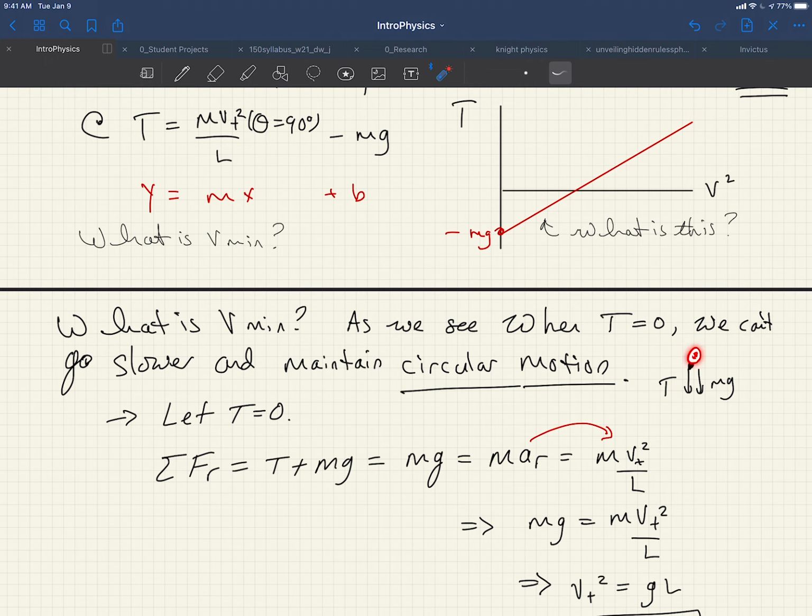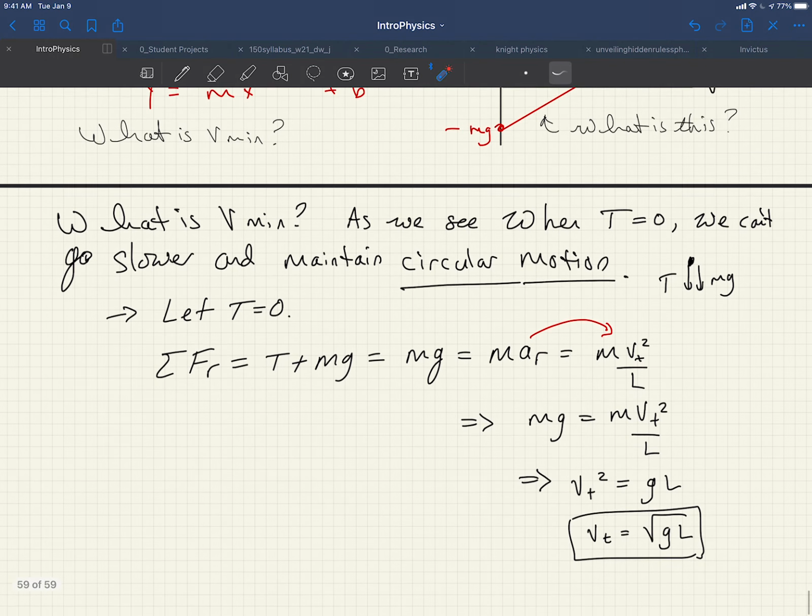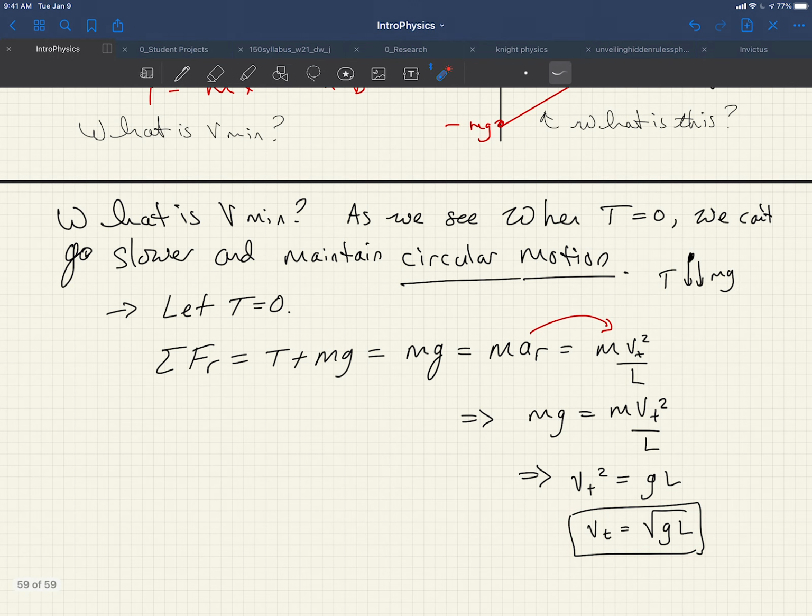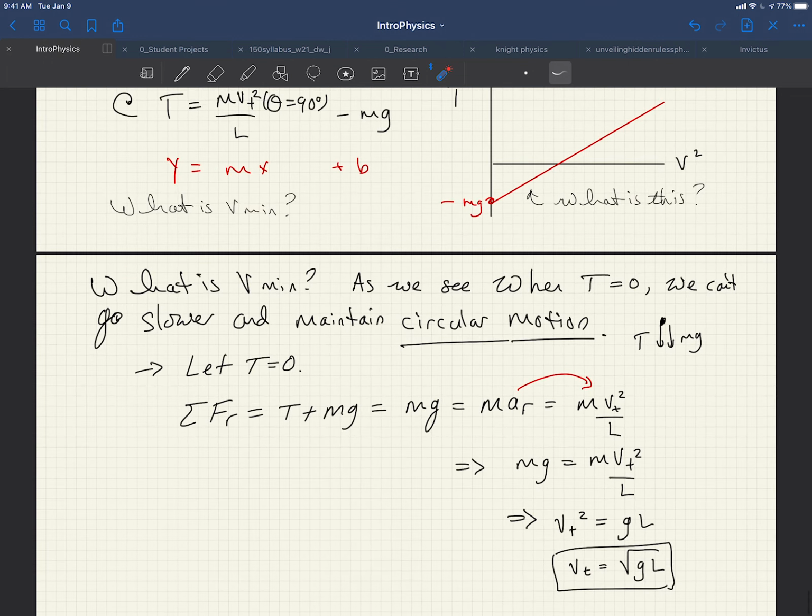Because at the top, tension is down, mg is down. So at 0 tension, all I have is mg. So the sum of radial forces is T plus mg. T is going to be 0, just mg. The sum of the forces equals ma. That a is v squared over r. We can solve it now and see that Vt is the square root of gL. That's your minimum speed. That is the speed that you cannot go slower than if you want to complete the circle. I hope this has been helpful, or at least not confused you more.